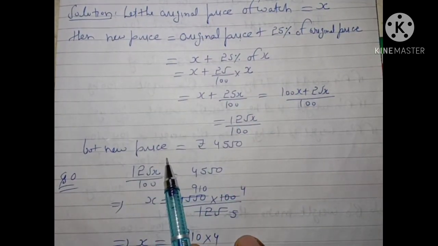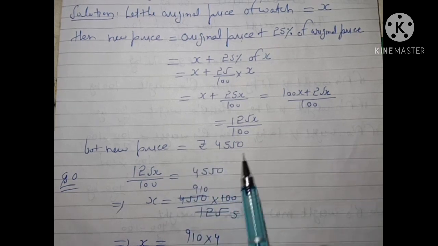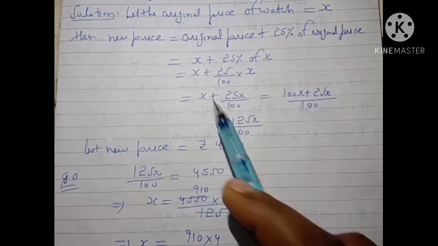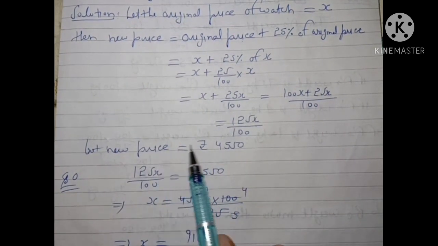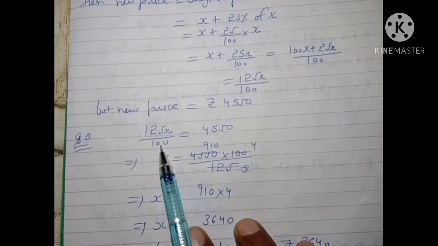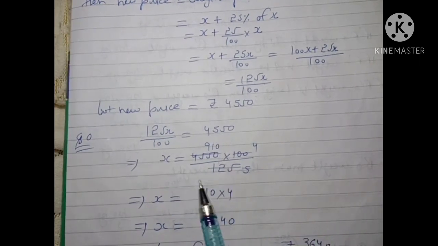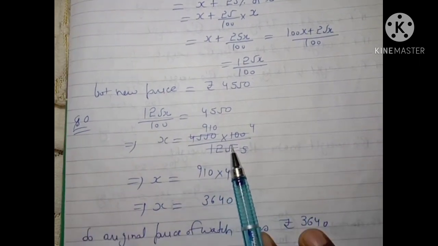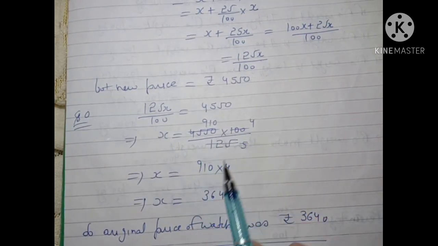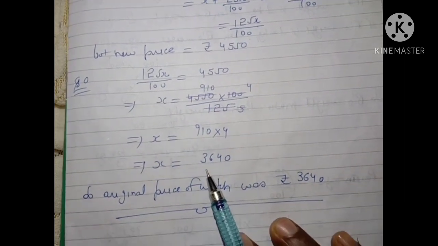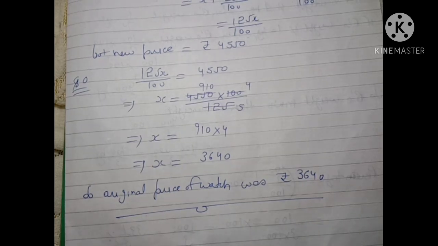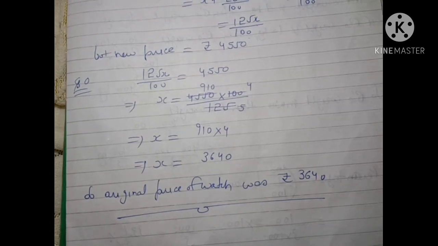And now you can see the new cost is already given to us, that is 4550 rupees. So again these two values are equal, because this is also the new price and the new price is also given to us. So both values are equal. In this case 125X over 100 is equal to 4550 rupees. After rearranging the terms it will become 4550 into 100 over 125, and after cancellation it will become 3640 rupees. So the original price of the watch was 3640. In this way we can solve this sum. I hope this is clear to you.